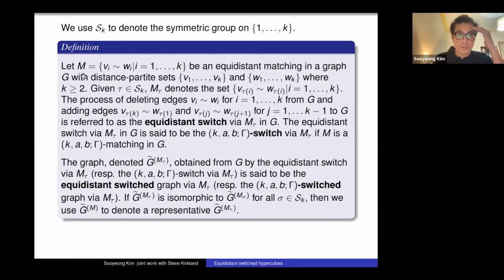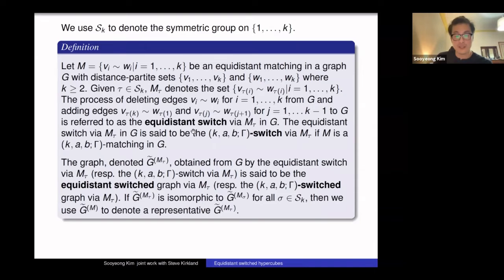Here, given M, which is an equidistant matching in a graph with distance partite sets as follows, we are going to pick tau in the symmetric group. Here, M sub tau denotes the set of ordered edges according to the permutation tau. Then we delete those edges, according to VI and WI, and we add edges in this way, as seen in the picture in the previous slide. Then this process is referred to as the equidistant switch via M sub tau.